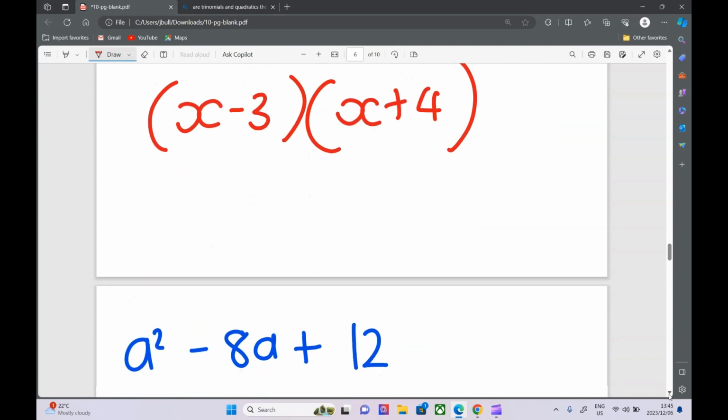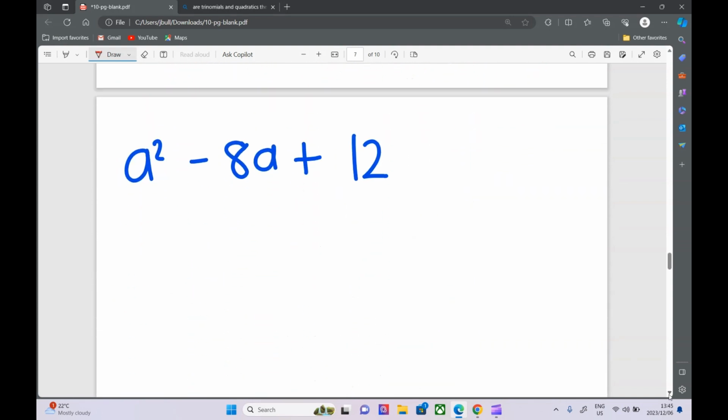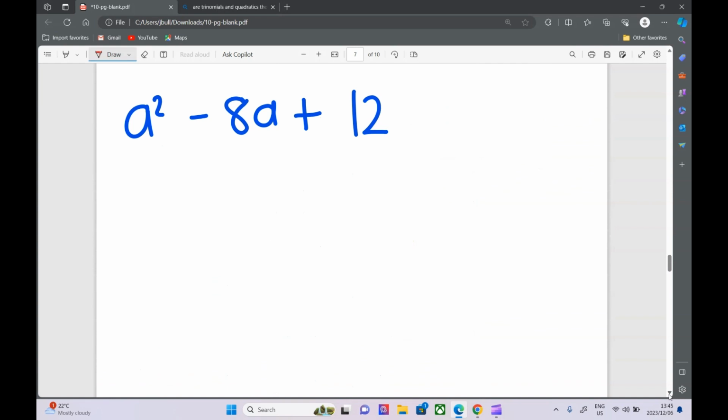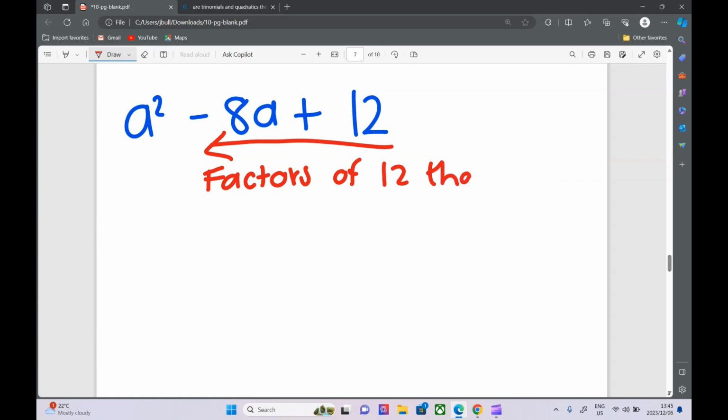Let's have a look at another one. These ones do take a while to get your head around, so if you haven't got it yet, just keep watching, keep practicing. You will get it, it's just practice. Okay, so again, a squared minus 8a plus 12. How we are reading this is we read it backwards. So we say factors of 12. We've got an adding symbol there, so that add up to 8.